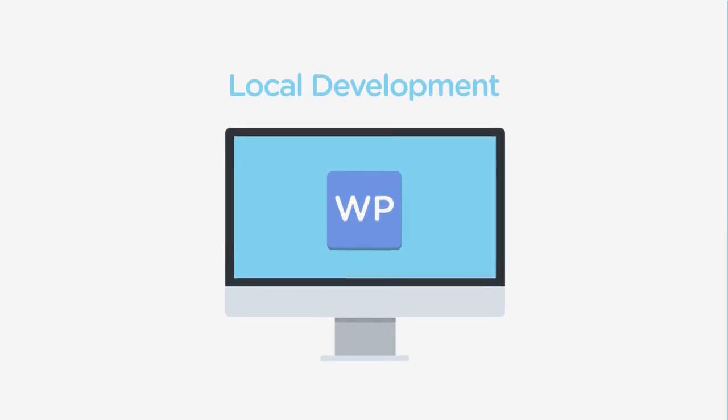And in this short course, we're going to show you how to install WordPress on your computer. When it comes to running WordPress, there are basically two ways you can go about it. One way is to run it on your computer. We call this local development because you're building or developing a site locally on your computer.